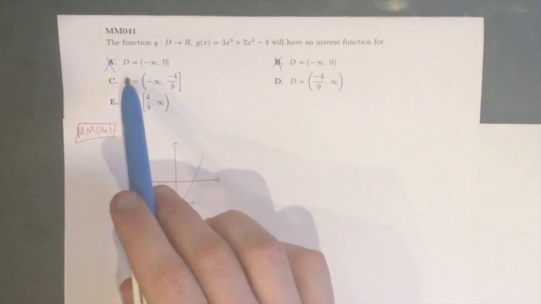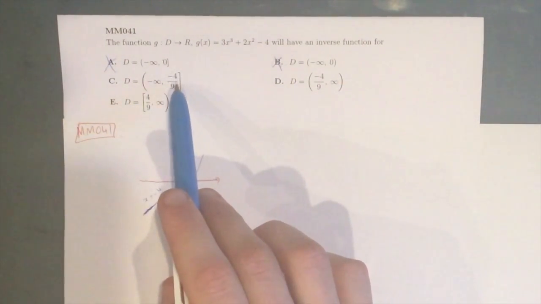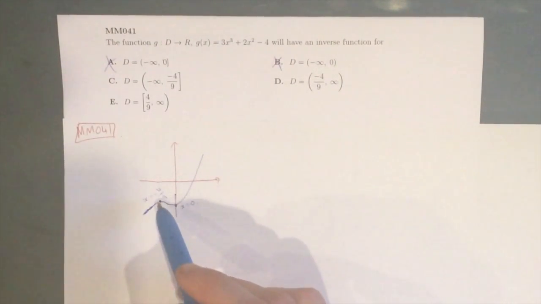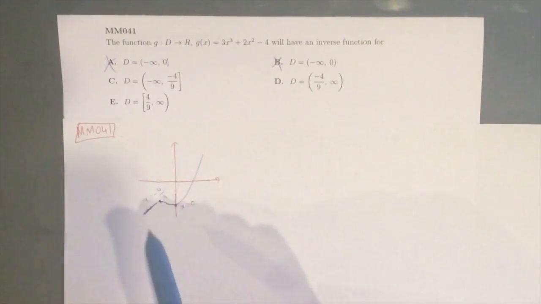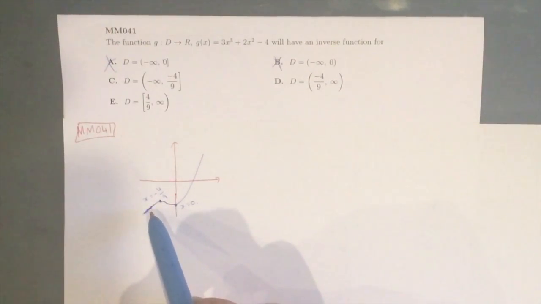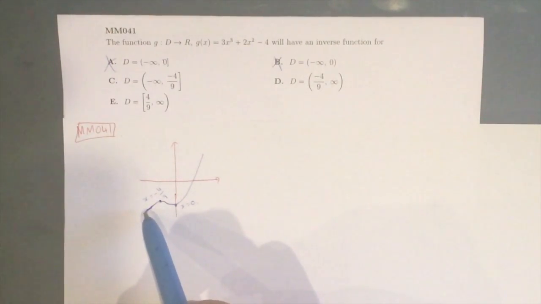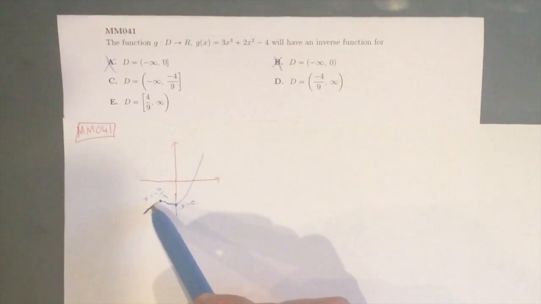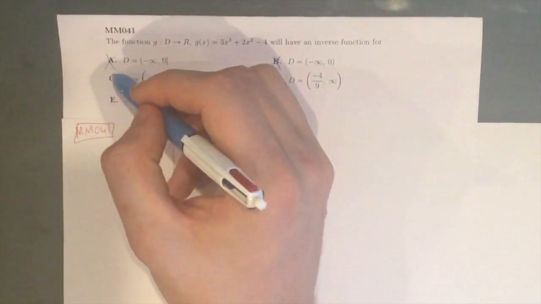C, the domain negative infinity to negative 4 on 9. Negative infinity over here to negative 4 on 9 here, which is where the turning point is. That would actually create a one-to-one function of g of x. Which means that the inverse would be one-to-one, which means that the inverse would exist. So C is actually our answer because that restricts this to a one-to-one function.